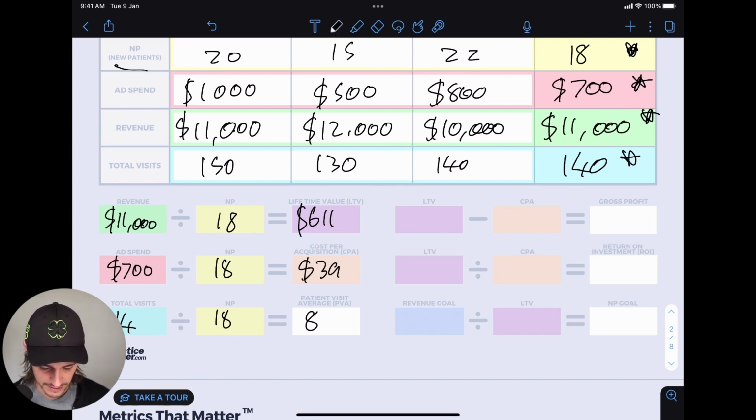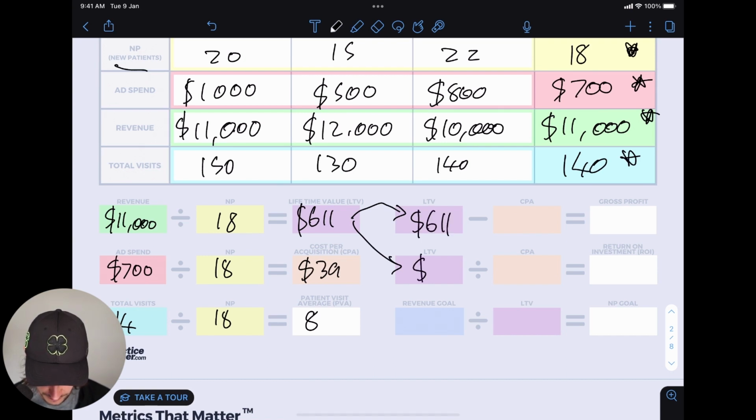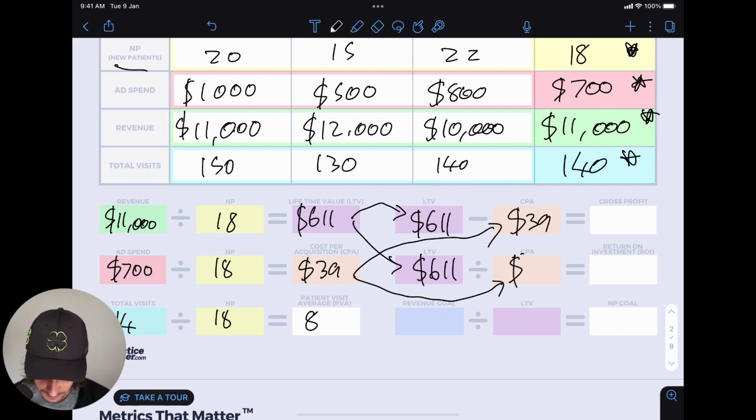So everything's color-coded. We're going to take lifetime value and plug it in over here, and plug it in over here. So that's 611 and that's 611. And then we're going to take cost per acquisition and plug it into here, and into here. Okay, 39 and then 39.